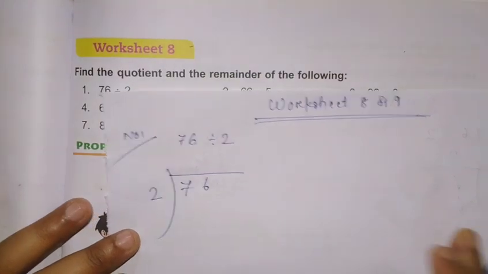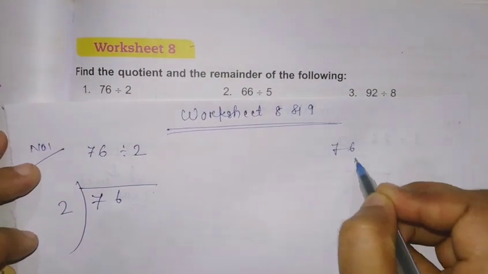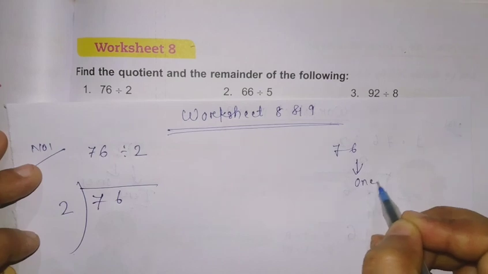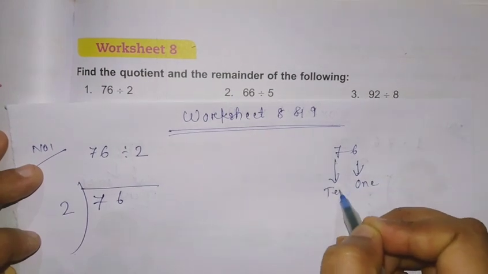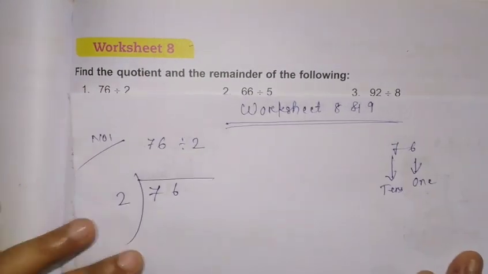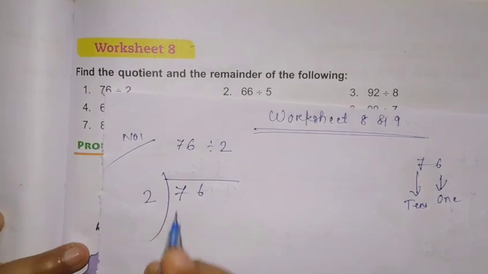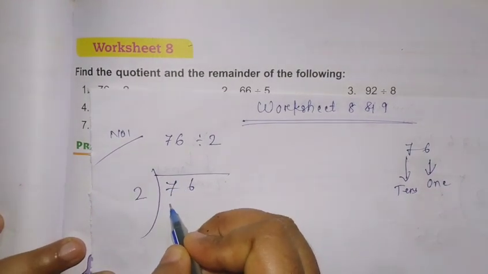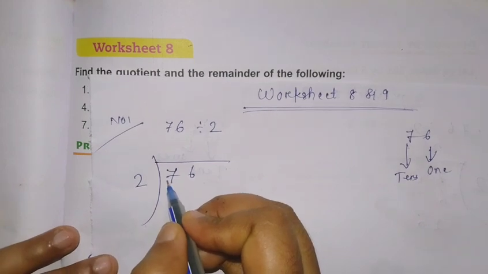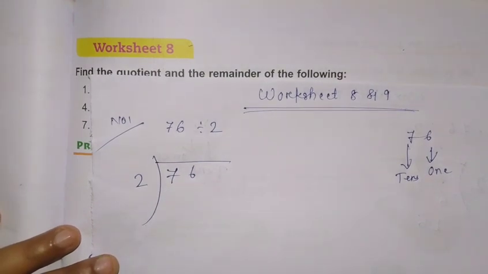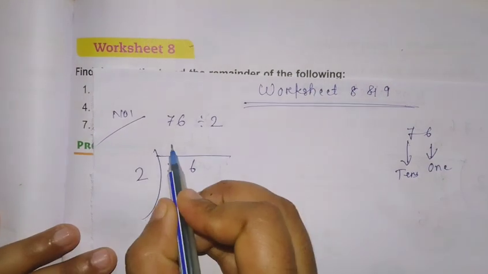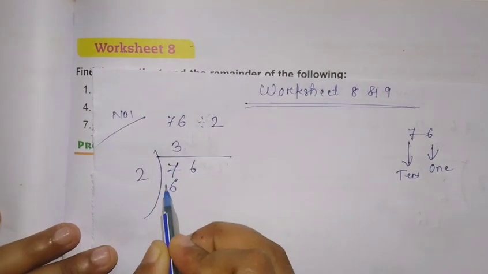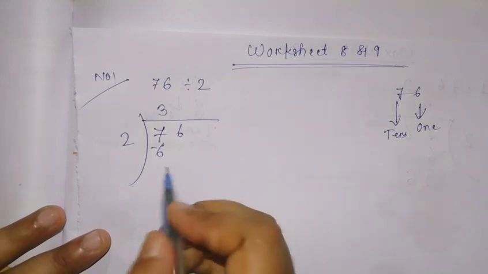Divided by 2. 76. This is ones place. This is tens. First, we divide the tens place. So, you recite the multiplication table of 2 till you get 7. We cannot find 7 in the multiplication table of 2. Then, we take the multiplication which is just less than 7. 2 3s are 6. Now, we subtract the product from the dividend.